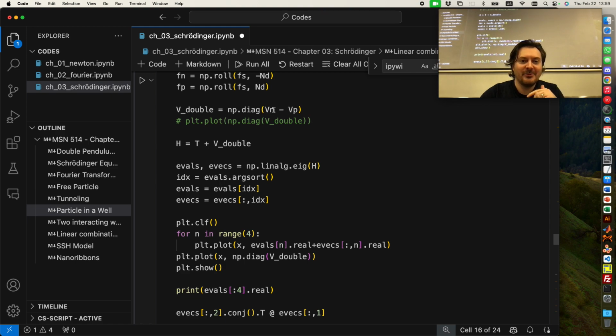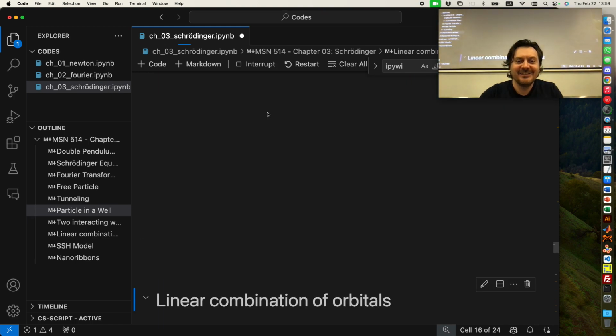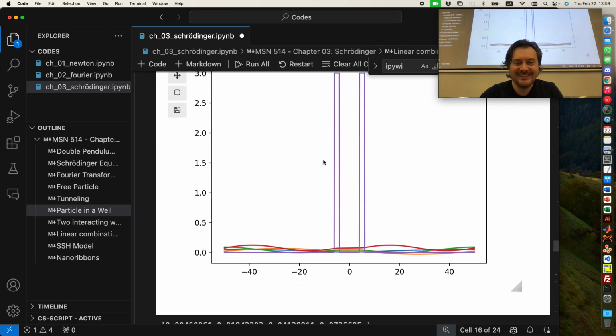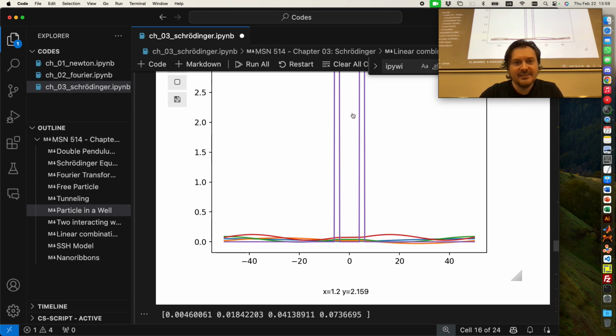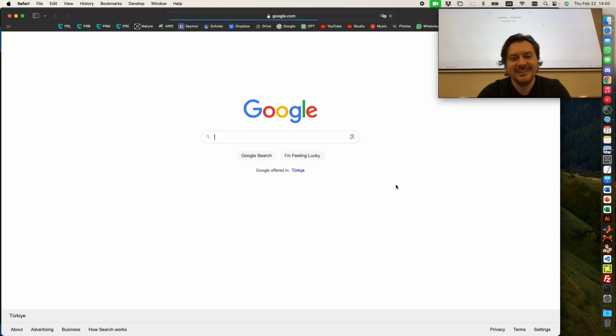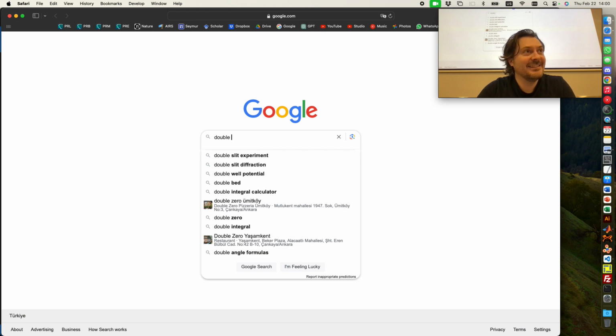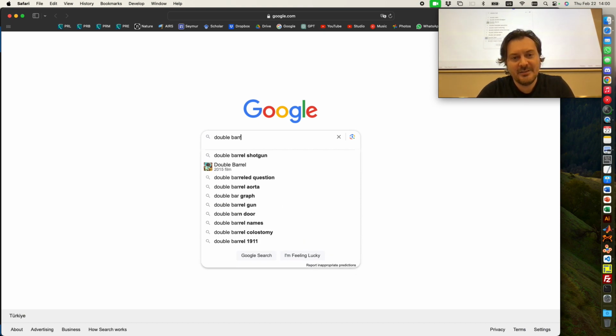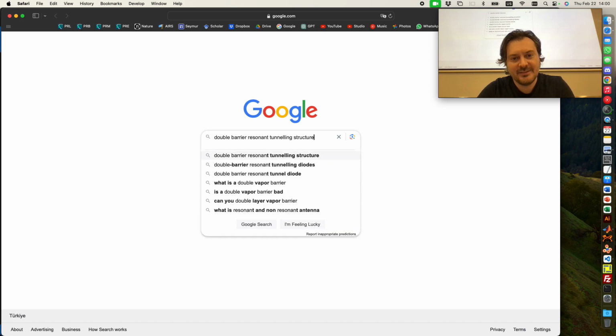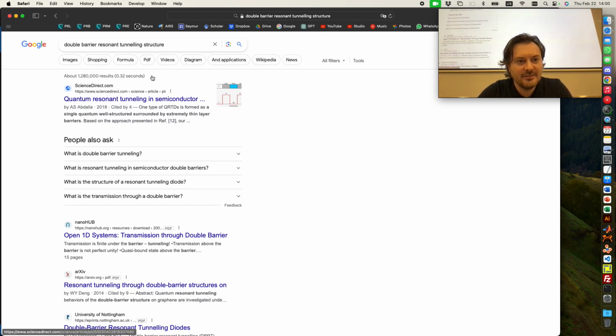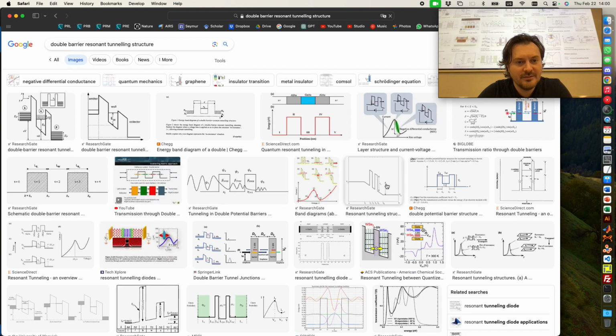Are you thinking about the same thing? What if you have both of them like that? Or like three of them, two barriers and one well. Yeah. Okay. This is something called double barrier resonant tunneling. Everything has a name. Yes, double barrier resonant tunneling.